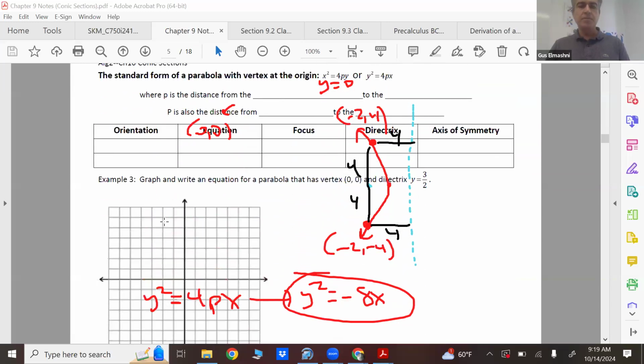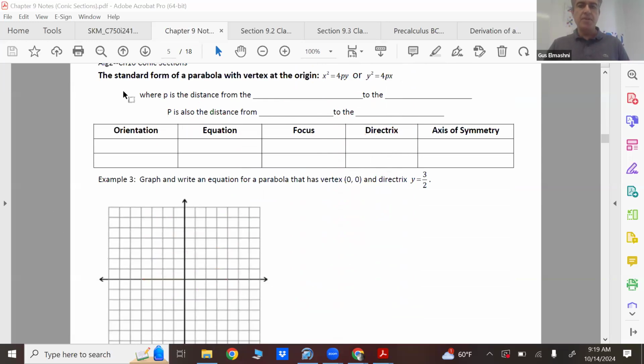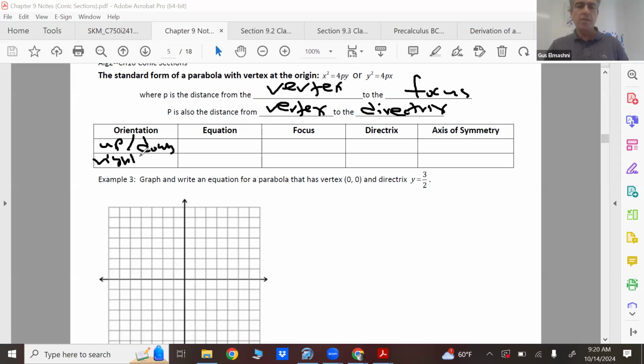Okay, so in general, what's happening? p is the distance from the vertex to the focus, and also from the vertex to the directrix. Orientation: up/down or right/left. x squared equals 4py, or y squared equals 4px. The focus will be (0, p) and the directrix will be x equals p here, y equals p.